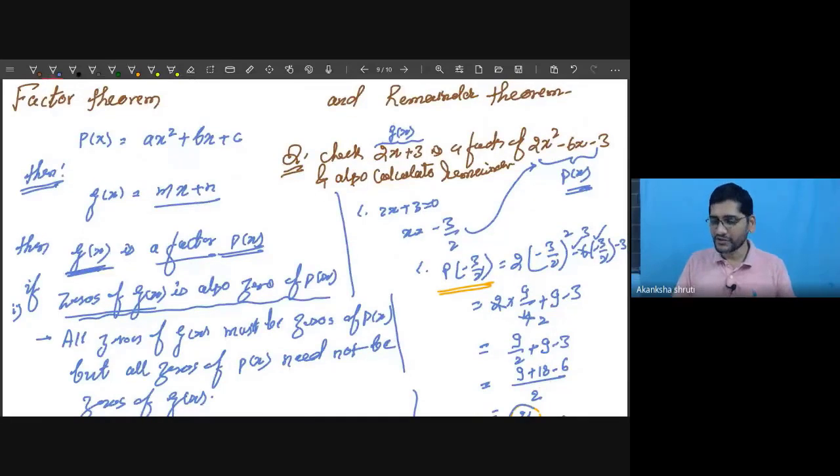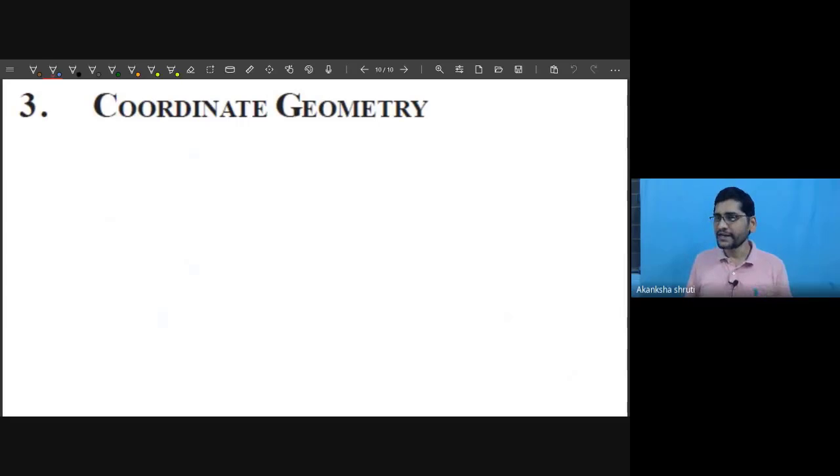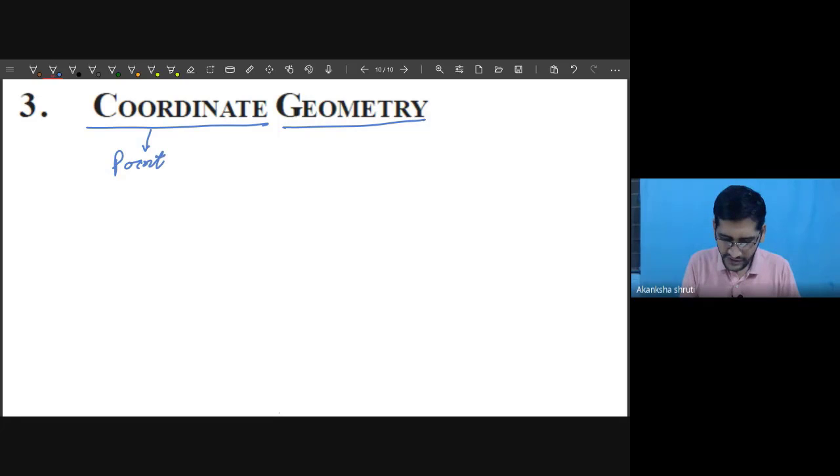So this was all about our chapter number 2. Now let us move to chapter number 3. The other remaining chapters are very easy, within 50 or 55 minutes we will finish this. So students, coordinate geometry. The name itself indicates it is a kind of geometry, but coordinate means related to a point. So it is related to a point.